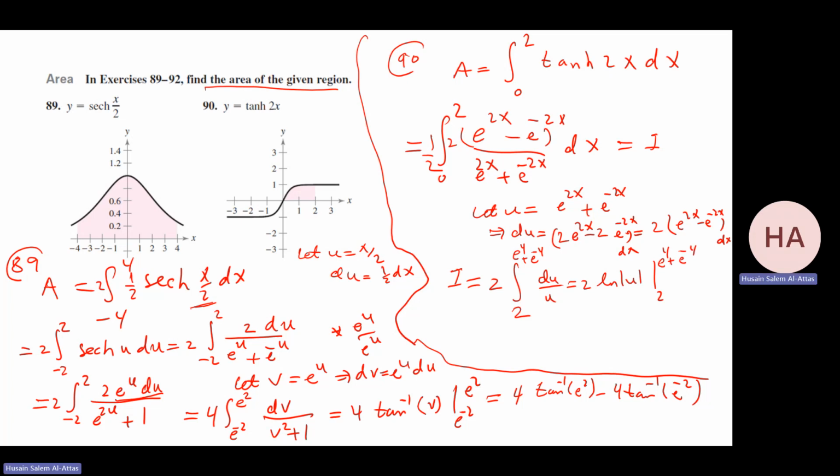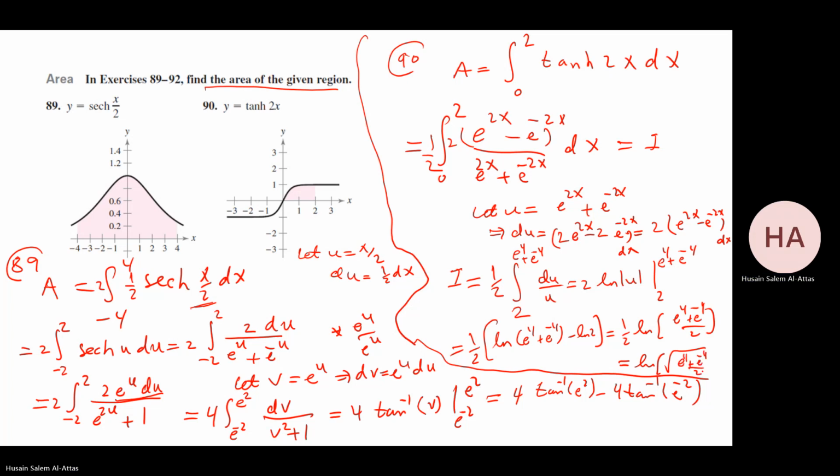So it will be not 2, sorry, that will be half. So that will be half ln of this minus ln 2. In other words, it's half ln of all of this over 2, which I can write as ln square root of this over 2. Okay. Yeah, this is the short one.